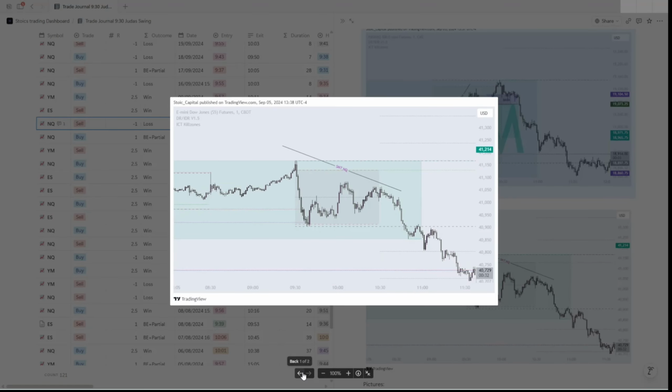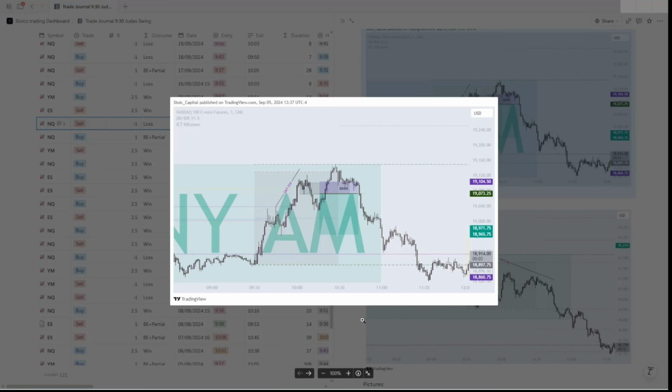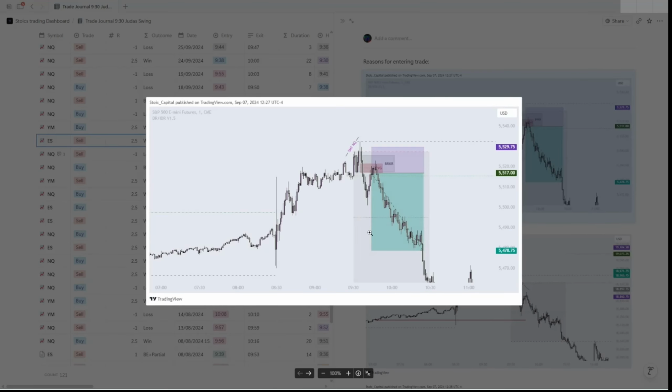So this is an example of where the Judas does not play out. It's going to happen a lot, as you're going to lose at least 35% of the time. So this is all you look for: SMT, market structure shift, breaker block, fair value gap, pullback.